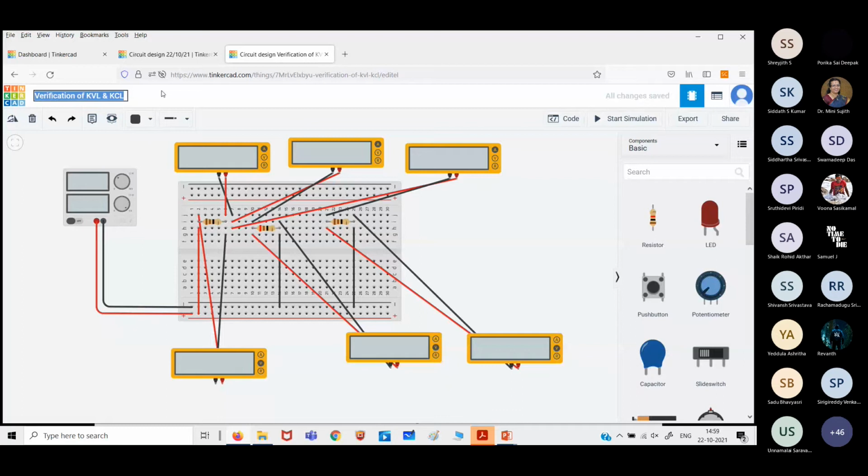Even after that, if you want to make any changes to your circuit, if you can see this icon here for the settings, you click the settings. You can change the name.